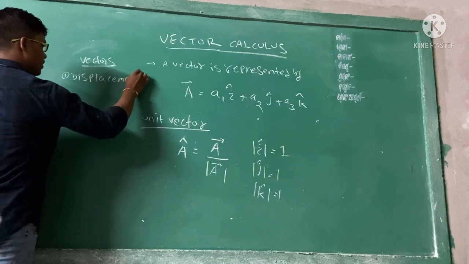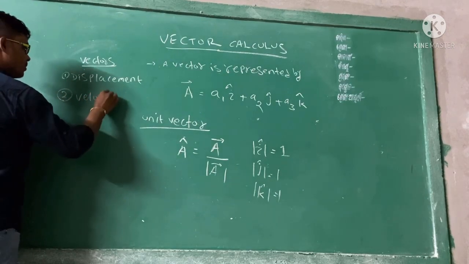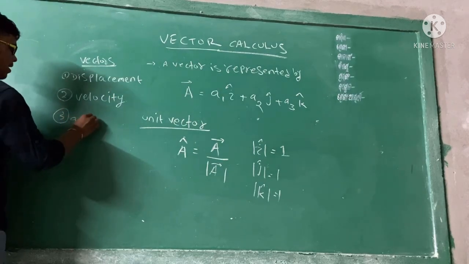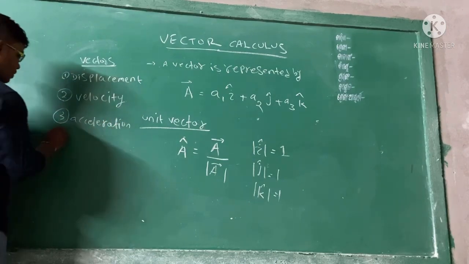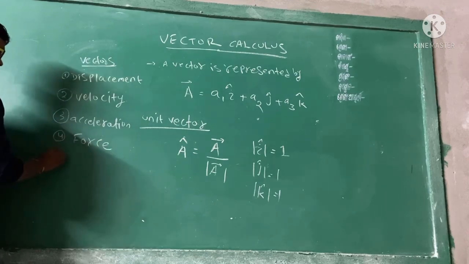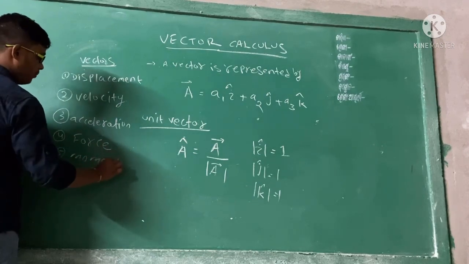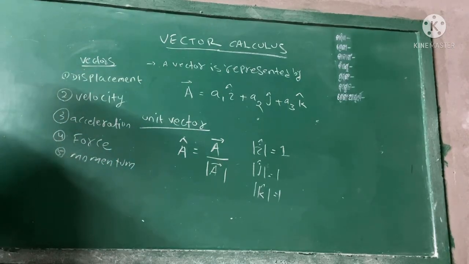So remember, what are the vectors? Displacement is a vector, velocity is a vector. So these are the vectors. That means when you write displacement or velocity or acceleration or force or your momentum, linear momentum or angular momentum, these are vector quantities.